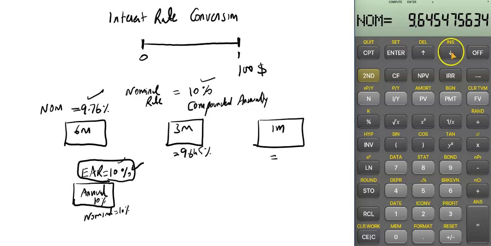So what about the monthly? In monthly, compounding will be 12 times in a year. By keeping the effective annual rate same, calculate the nominal rate, that will be 9.57%.